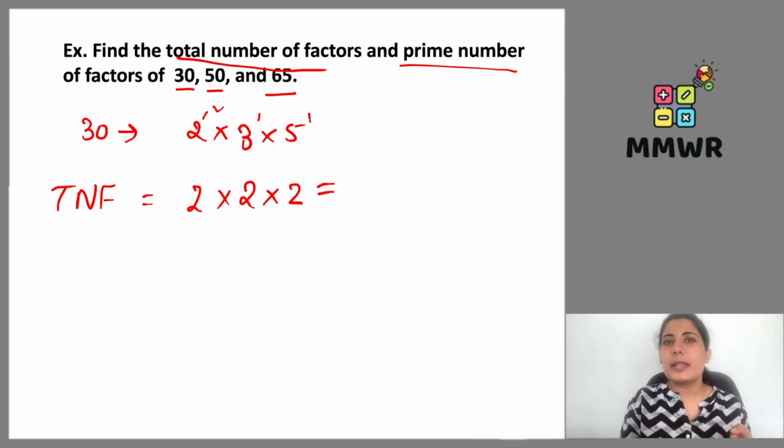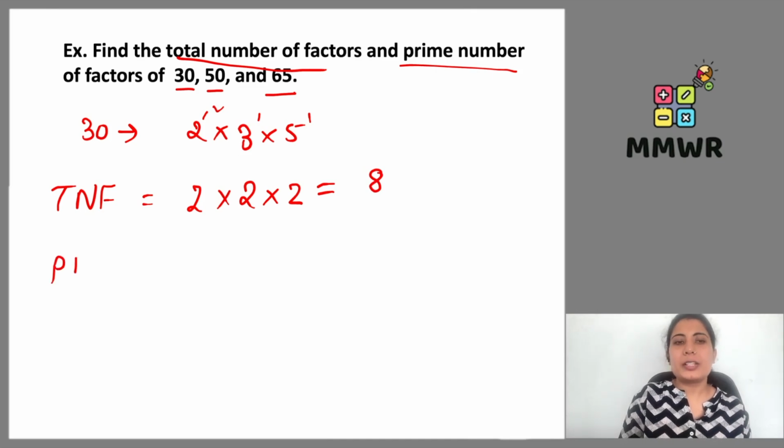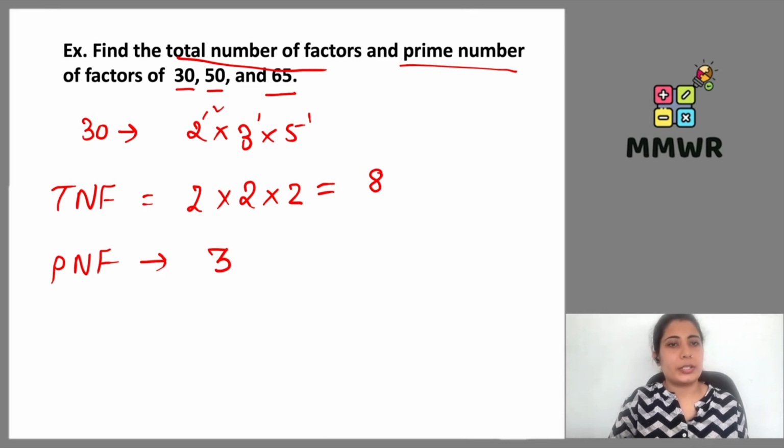So 3 bases are there. That means 3 prime factors are there. Total how many factors are there? 2 2s are 4, 4 2s are 8. So prime factors we have 3 only, and 8 total factors are there for the number 30.